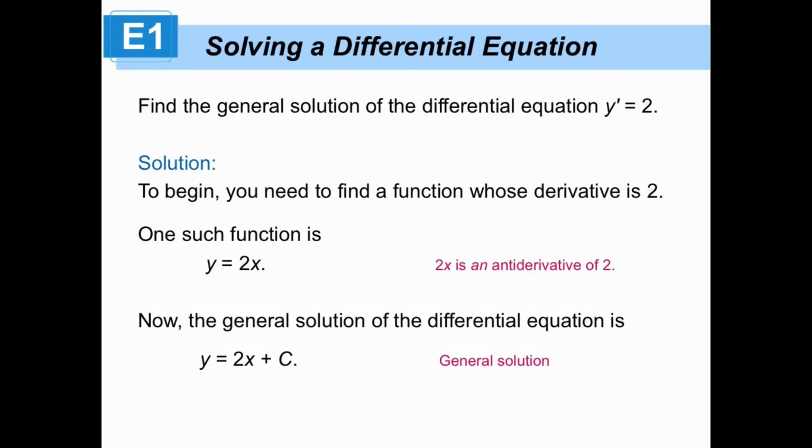Now, I don't want an infinite number of answers. I just want that one function. So we can complete the differential equation by figuring out what C is. So instead of just 2x plus C, or 2x plus 1, or 2x minus 1, or whatever it is, we want to figure out what C is. In order to figure out C, we need some extra information.